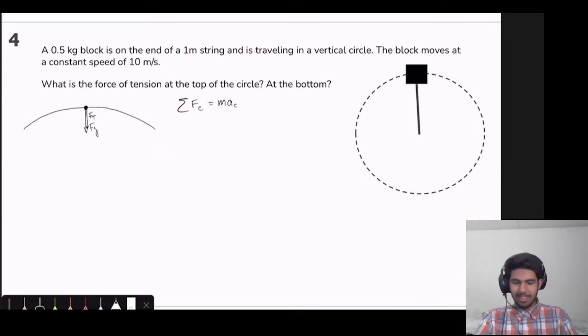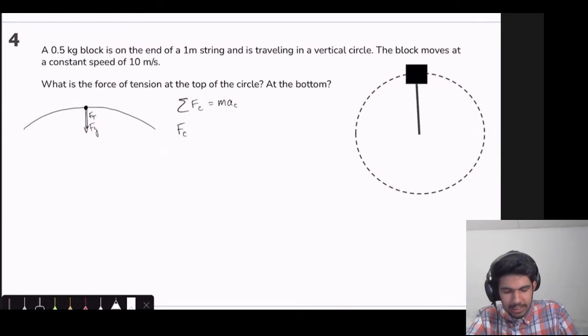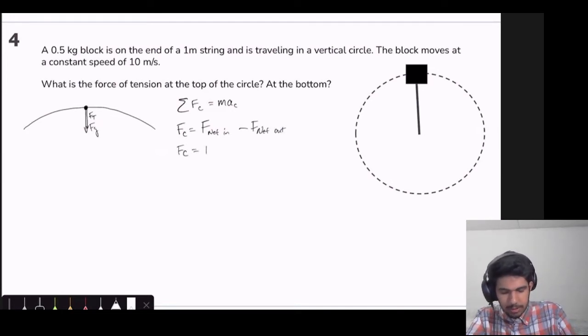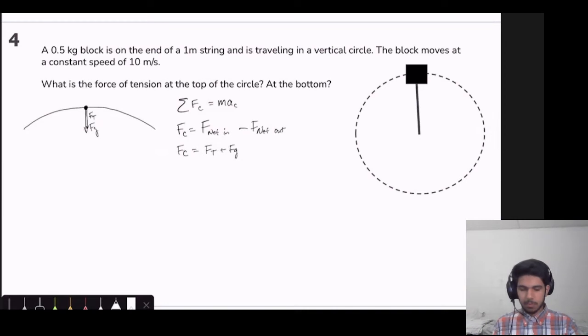sub c, right? Because if you think about it, sure, these forces are sort of pointing in the y direction, depending on how we define our direction, but more importantly, they're pointing towards the center of the circle, and the block is traveling in a circle. So that's critical. And if we remember that Fc equals F net inwards minus F net outwards. So now we can solve for Fc, and we see that Fc equals, well, both of the forces are pointing inward, so we'll just say that this is equal to Ft plus Fg, and we don't have to subtract anything because nothing is pointing outwards.